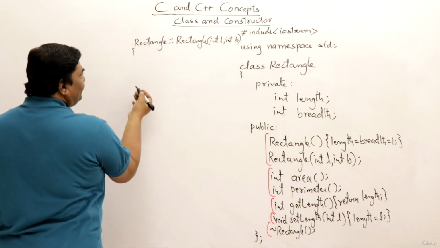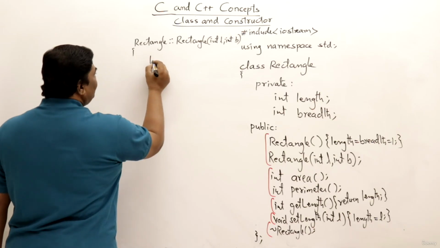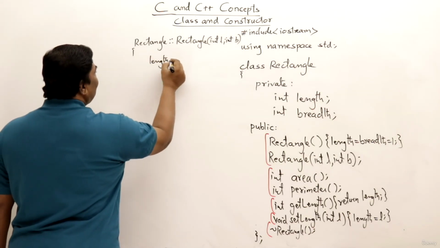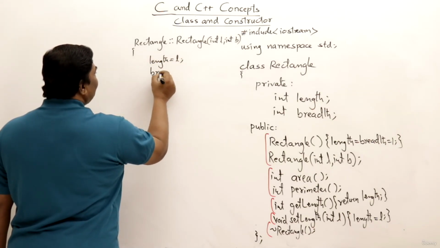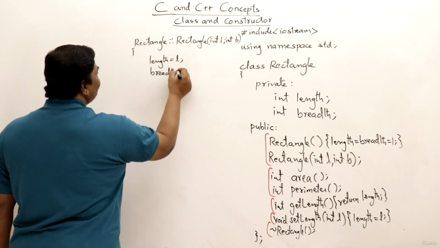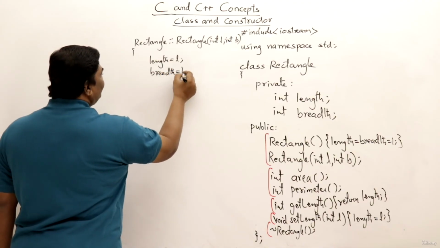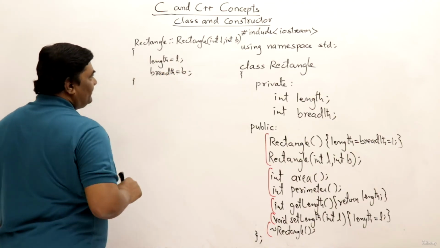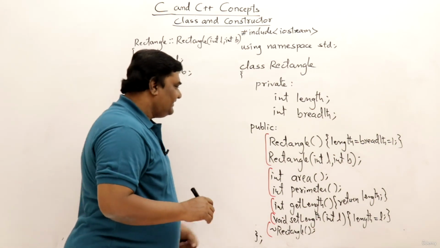And there is no return type, so directly it starts from here. The only thing I have to do is assign length to L and breadth to B. If you have any validations, you can do them here, checking whether length is valid or not, breadth is valid or not.